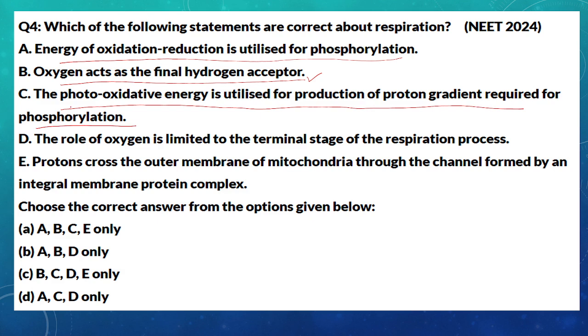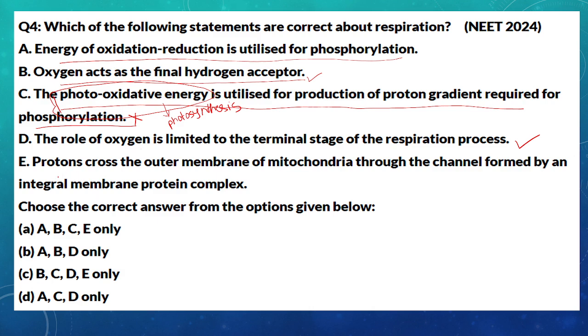Here in respiration, there is no utilization of photooxidative energy. Photooxidative energy is formed in photosynthesis, not in respiration. So it is a wrong answer. The role of oxygen is limited to the terminal stage of respiration process. It is correct. At the terminal stage, oxygen is involved in respiration by accepting electrons.